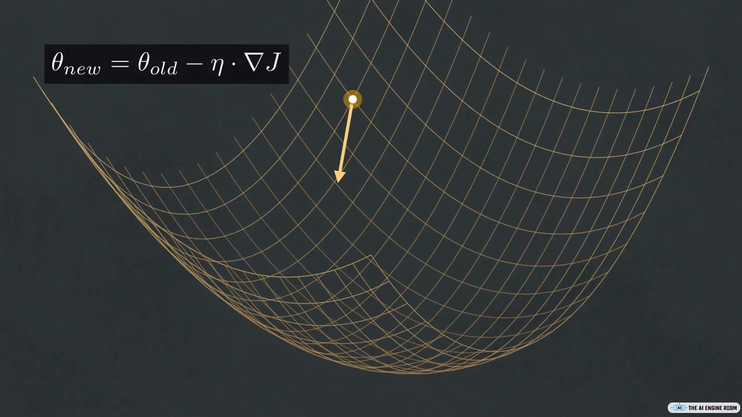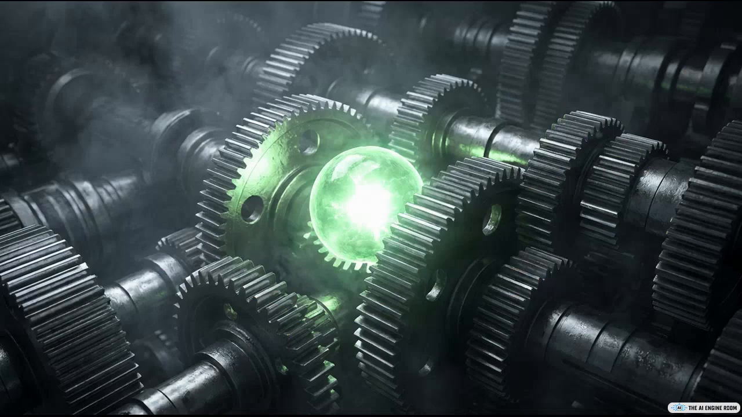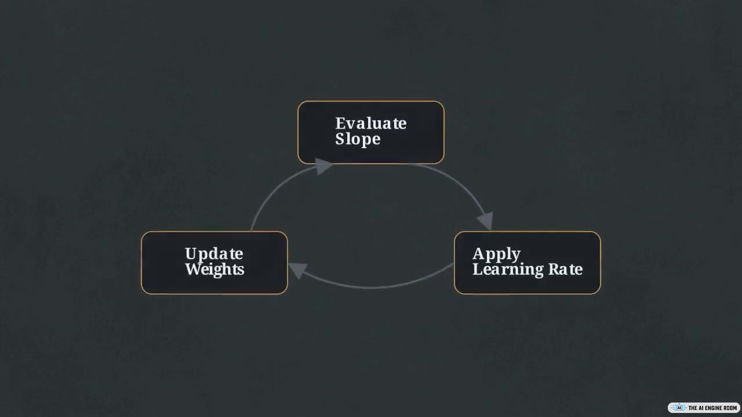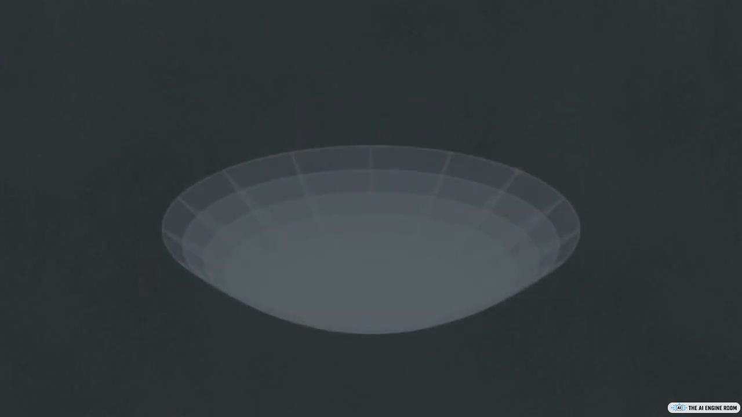It takes a step down, recalculates the slope, and repeats. This blind, localized process of feeling out the terrain one step at a time is the mechanical engine driving all modern artificial intelligence. This basic algorithmic loop is called vanilla gradient descent. The network evaluates the slope, multiplies it by a fixed step size, known as the learning rate, updates its internal weights, and takes a step.